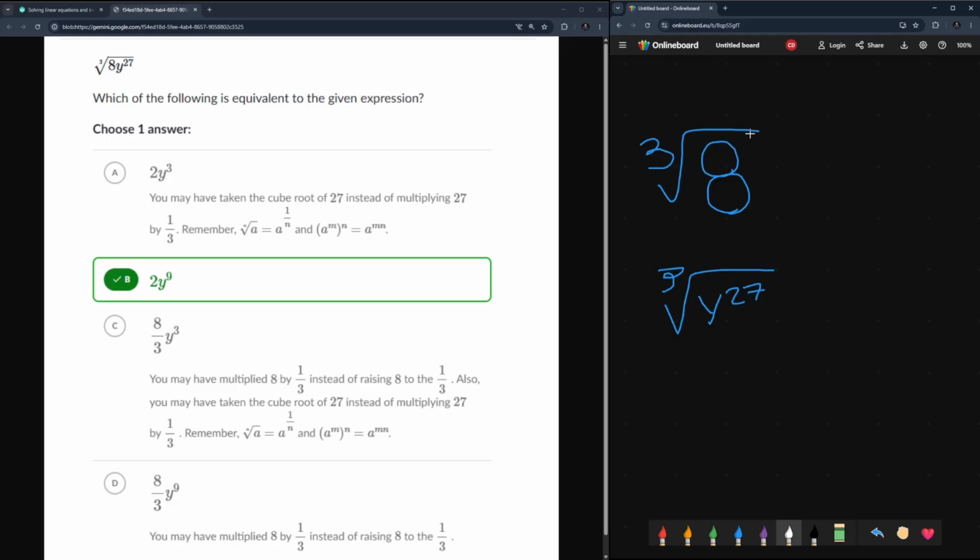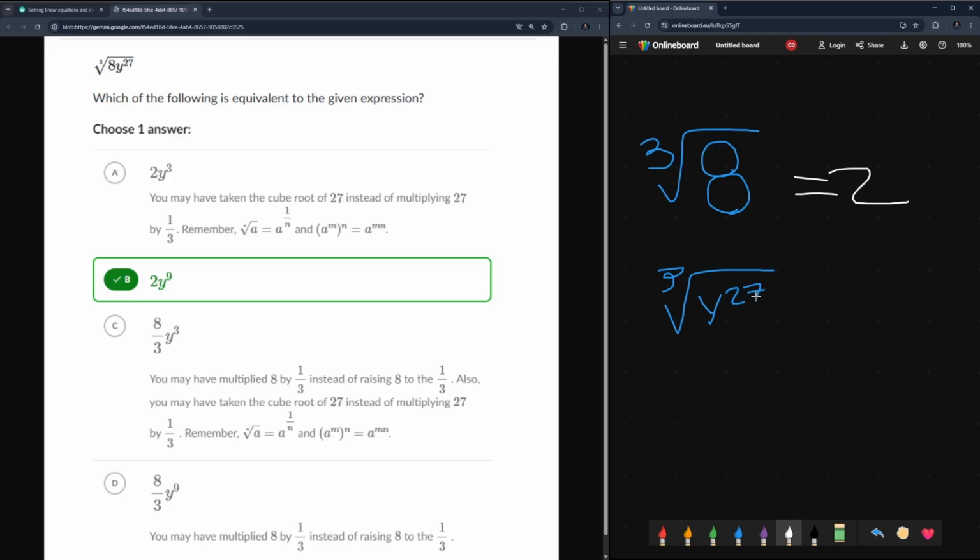What number multiplied by itself 3 times gives you 8? Well, 2 times 2 times 2, this is 4, and this is 8. So 2 cubed gives you 8. So the result here would be 2. Right, the result of this first equation would be just 2.